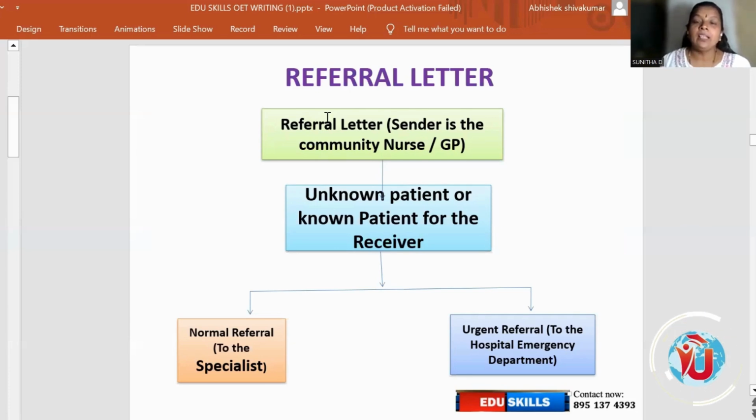Sometimes the receiver may know about the patient or may not know anything about the patient. According to that, the format of the letter will change. If the receiver knows about the patient, there is no need to write the social history or past medical history in that letter. But if the receiver does not know anything about the patient, you should write the past medical history and social history in that letter.